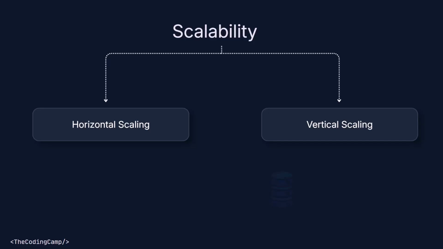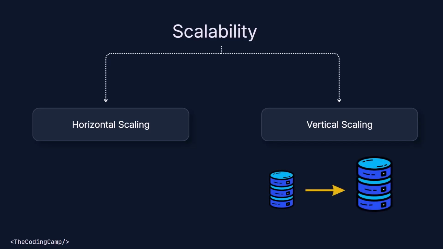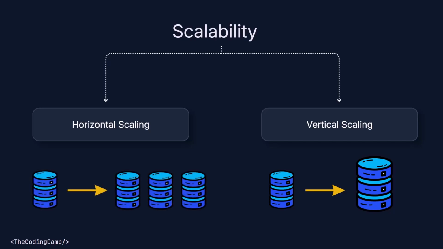Vertical scaling means making a single machine more powerful. For example, upgrading the CPU, the RAM, or the storage. Horizontal scaling means adding more machines instead of upgrading one. We are going to learn more about both approaches and how to choose between them later in the course.